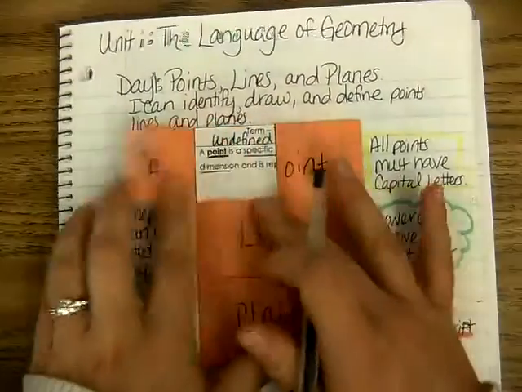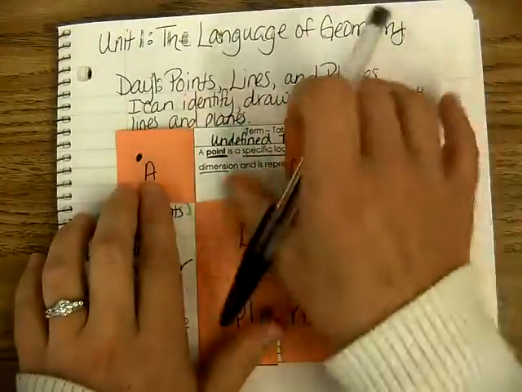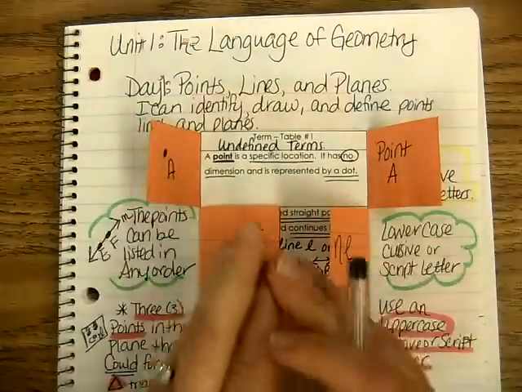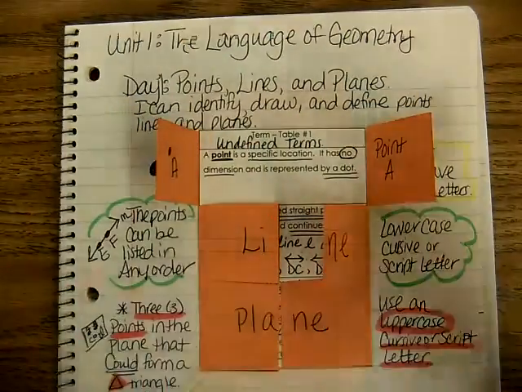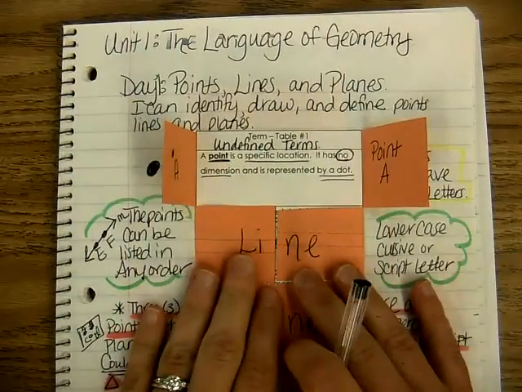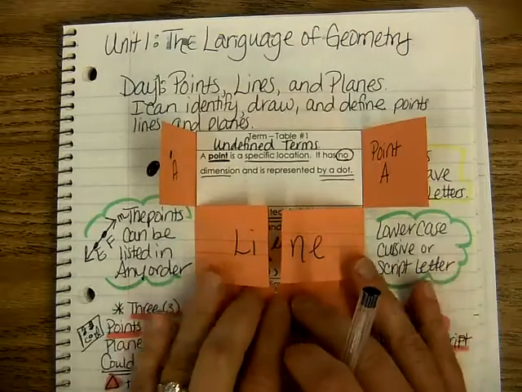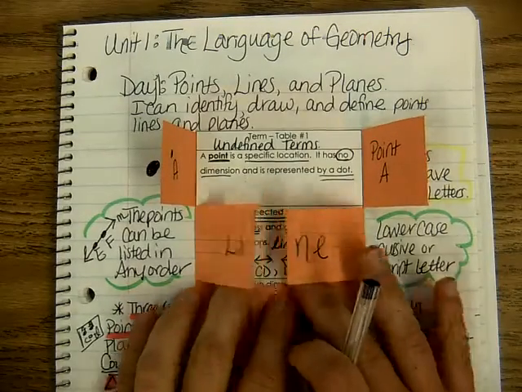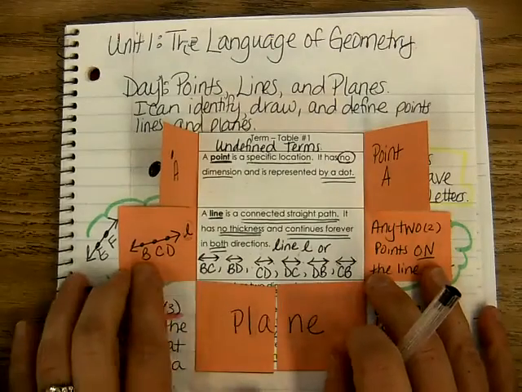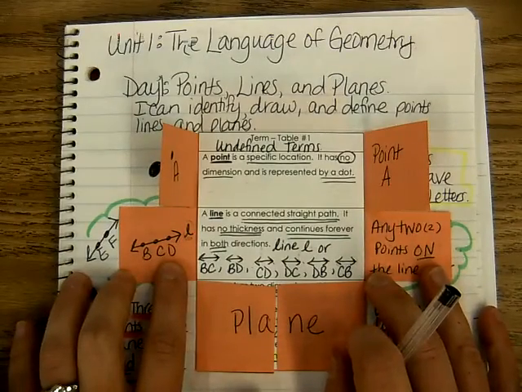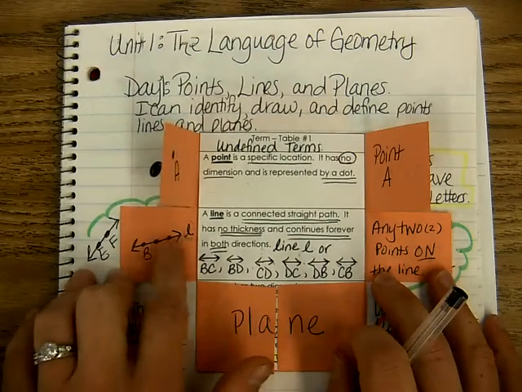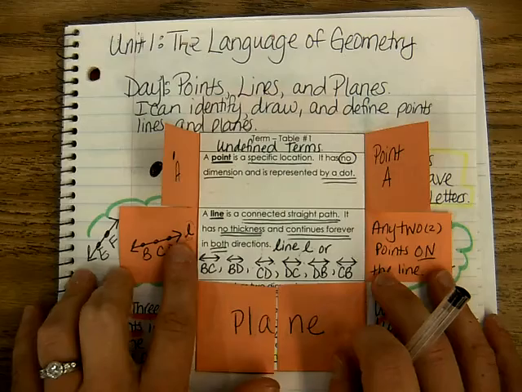use all capital letters. Points are usually represented with a dot, and it represents no specific dimension. It can be as big or as small as what we're talking of anything. Next, we have a line, and a line represents a straight connected path with no thickness that continues forever and ever in two directions. So we will have arrows on both ends, and there will be a bunch of dots that you can actually see.